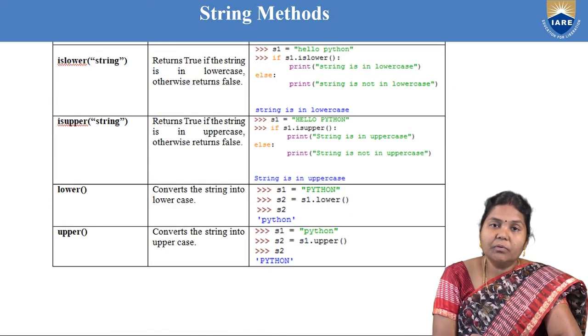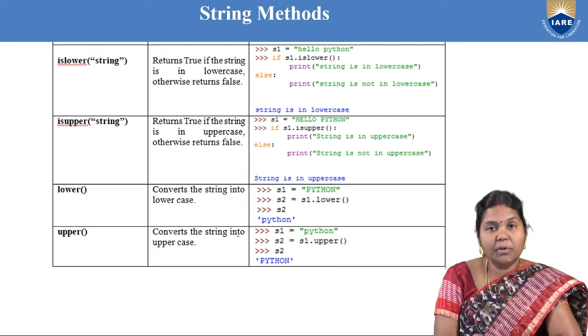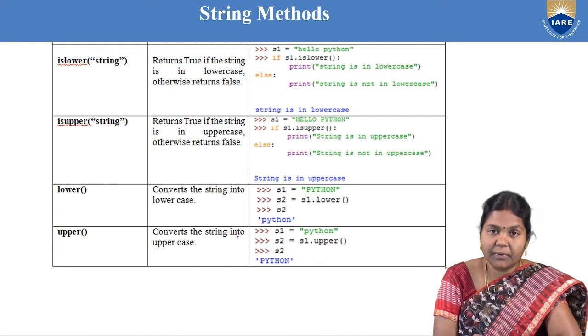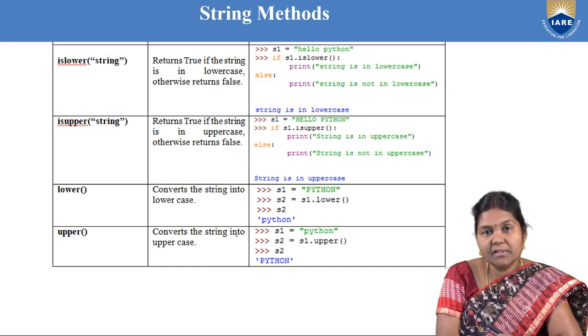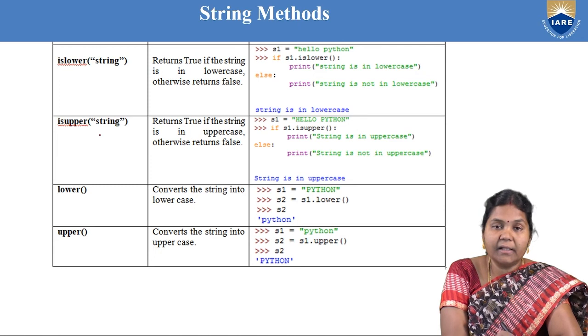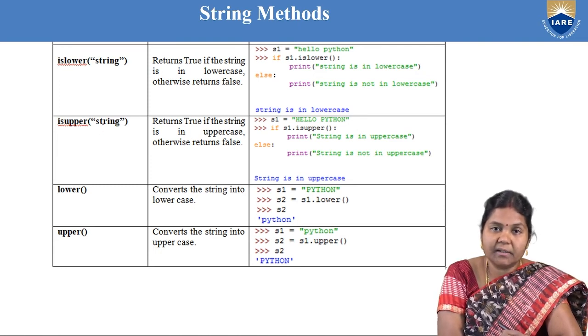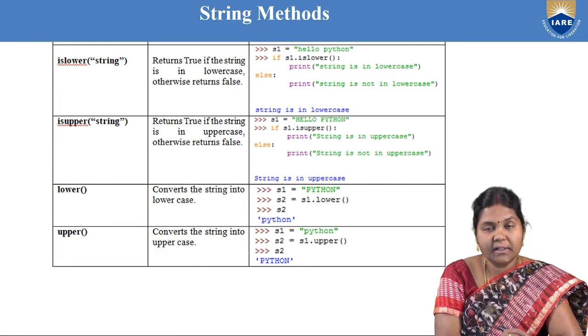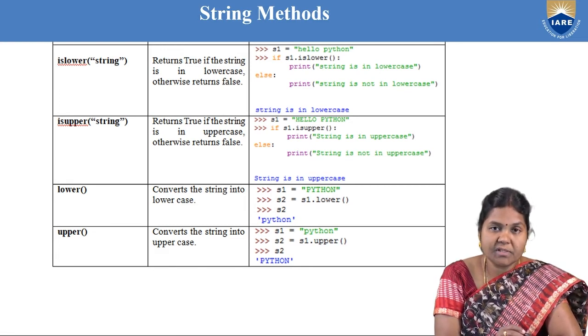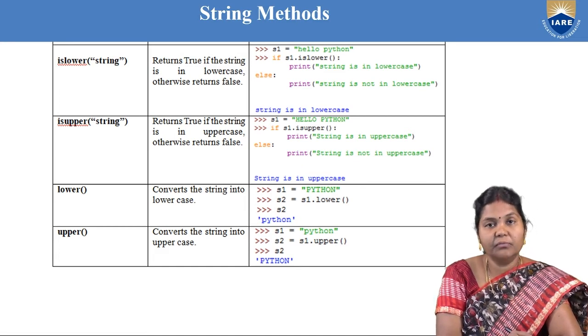Now, if you want to convert a string into uppercase or lowercase, or if you want to check whether the string is in uppercase or lowercase, then these are the built-in methods available in string. isLower and isUpper, these 2 methods will check whether a string is in uppercase or lowercase, and return true. If the string is in uppercase, then isUpper will return true. If the string is in lowercase, isLower will return true. Otherwise, it will return false.